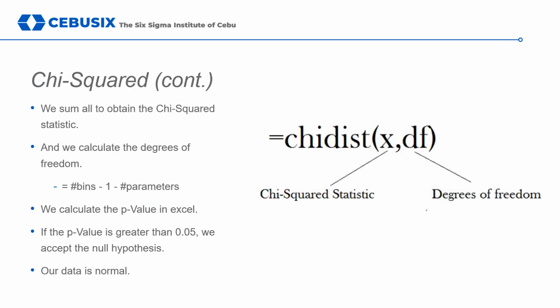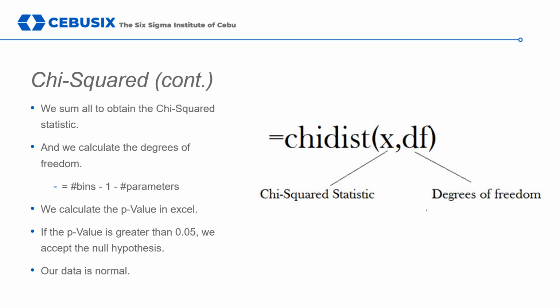Now we need to sum the total of column J. So, in the first empty cell in column J, J16, enter equals sum, open parenthesis, close parenthesis, then select all of the values in column J and hit enter. The resulting value is our chi-squared statistic.